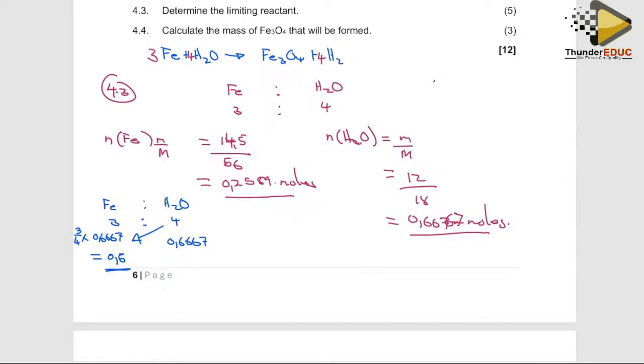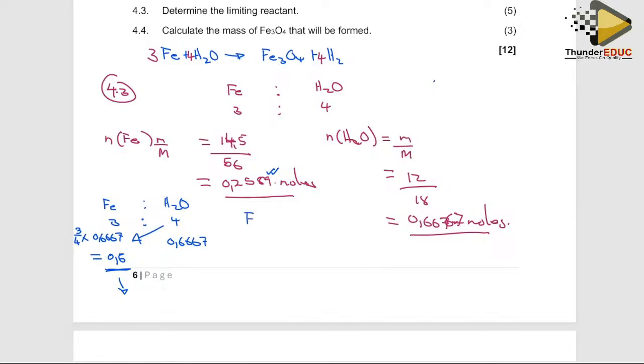So automatically it shows that this is the one that is the limiting reagent. So the one that is the limiting reagent is going to be this one, right? Because how much do I have? I'm only given there, according to my moles, 0,2589. Then what do I actually need there? I need 0,5. So I do not have this 0,5, right?